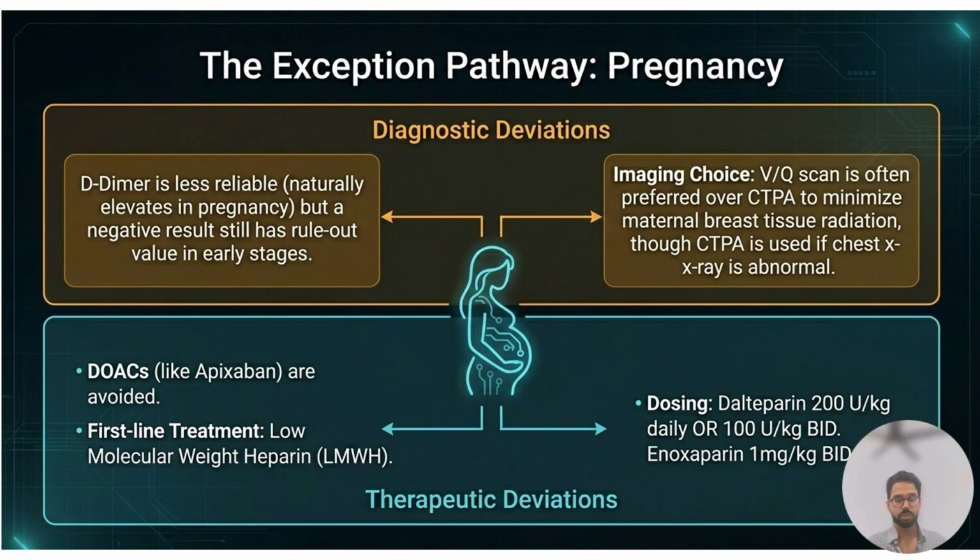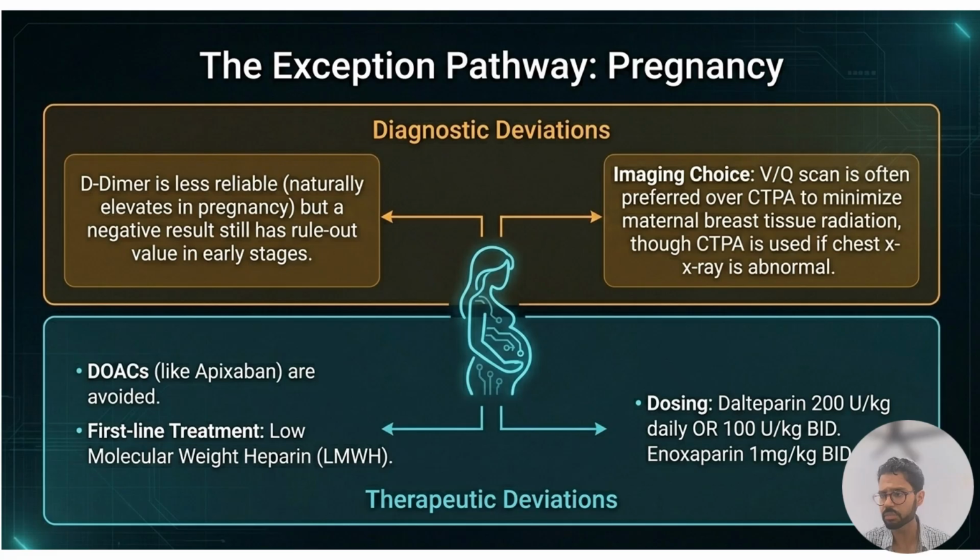In terms of therapeutics, DOACs like apixaban are avoided in pregnant patients. Our first line treatment is low molecular weight heparin or Lovenox. Again, we look at dalteparin, 200 units daily or 100 units per kilogram BID. And we can also use enoxaparin, 1 milligram per kilogram BID.